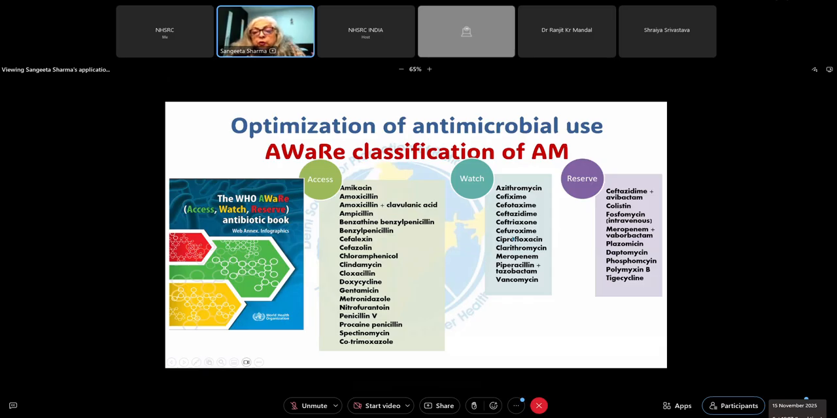Fluoroquinolones come under this Watch category. Meropenem, piperacillin, vancomycin, they all come under the Watch category. Why Watch? Because these drugs are used frequently in the inpatient department, but they have a potential for development of AMR. Resistance development potential is high with these drugs.